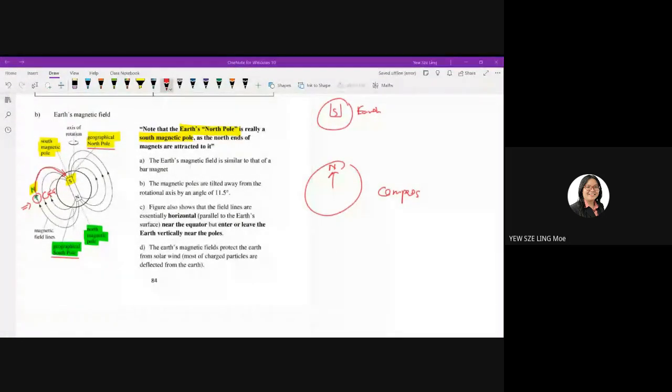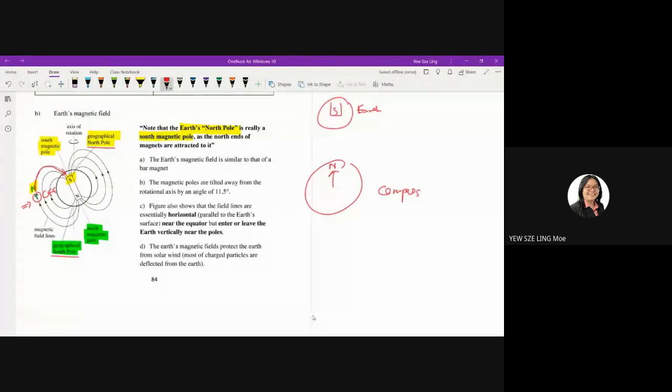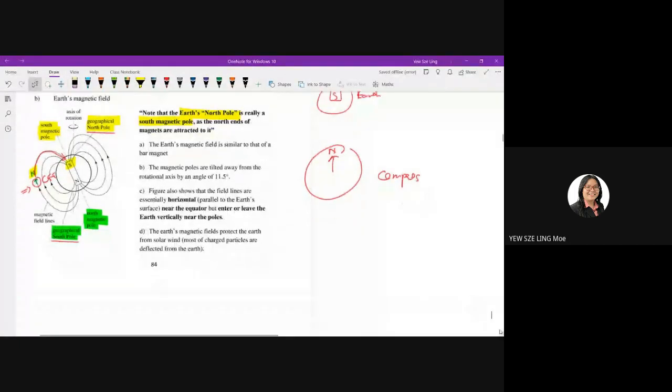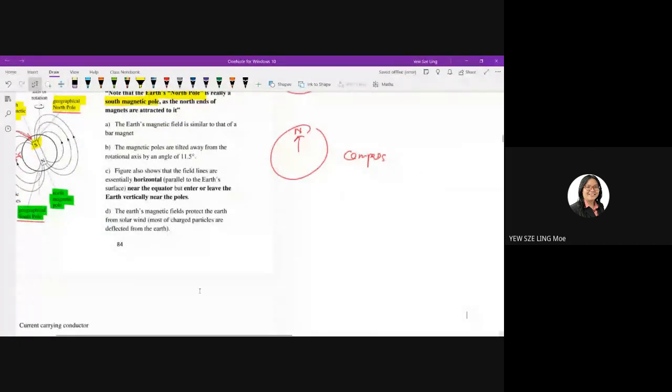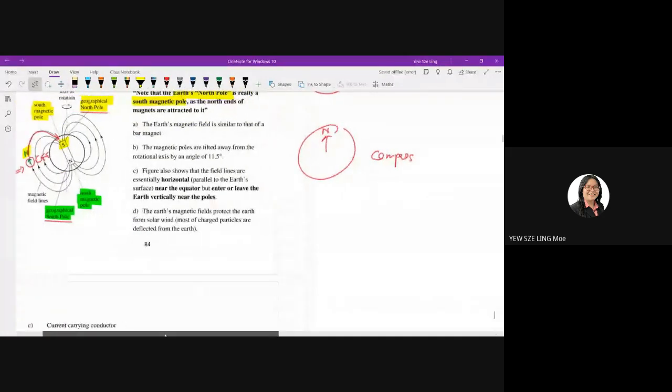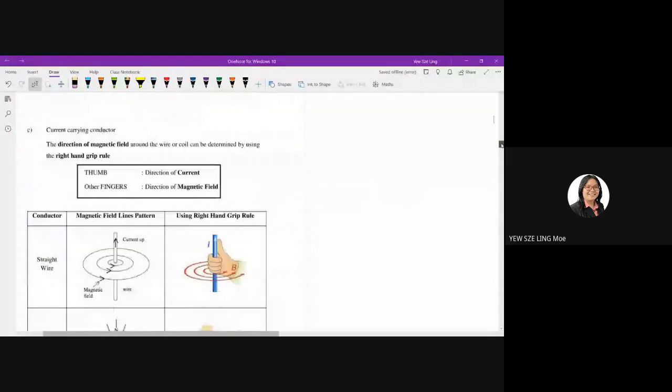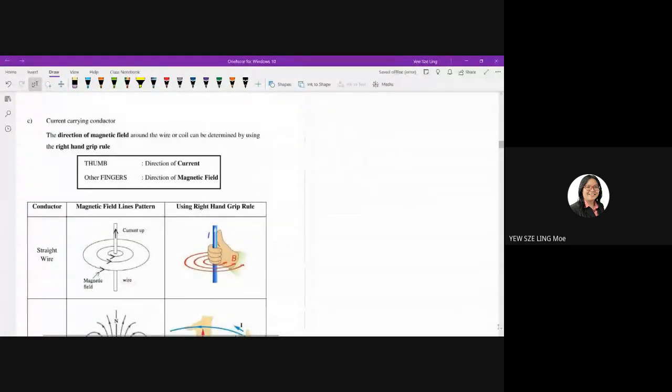Alright, so now let us move to the next one. We are done with the magnetic bar. We are done with the Earth's magnetic field. Now we are going to move on to our main focus today. The main focus in chapter 4 is what happens in a current carrying conductor.